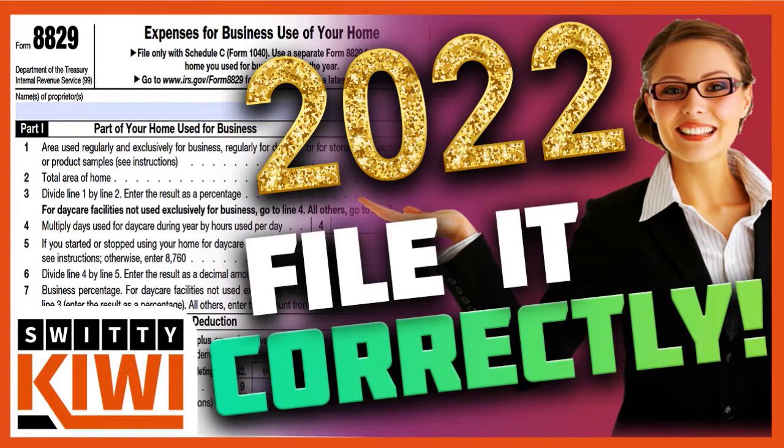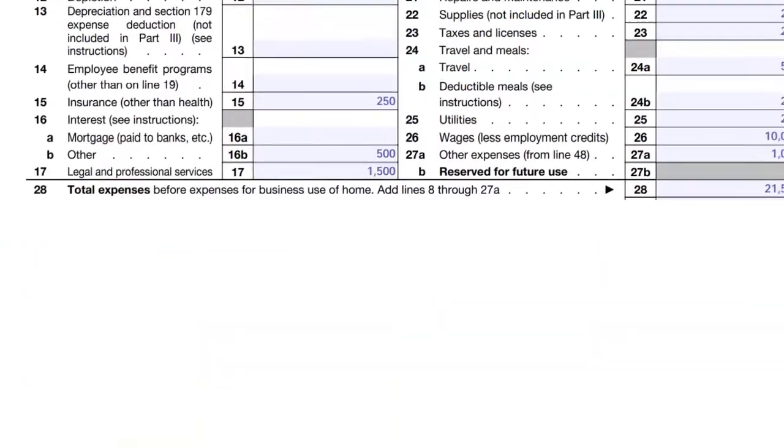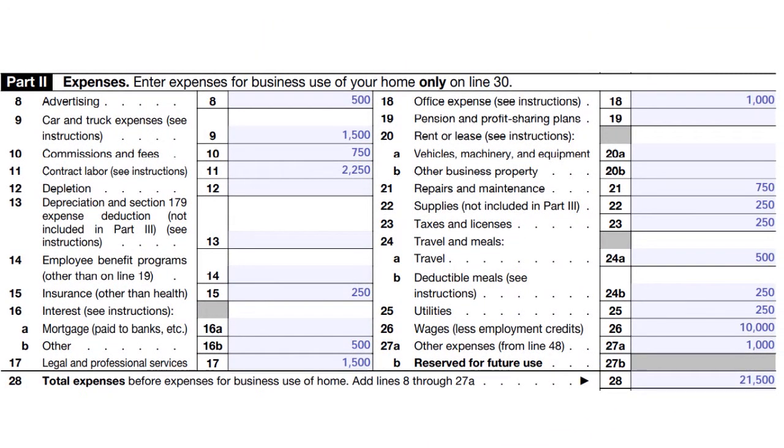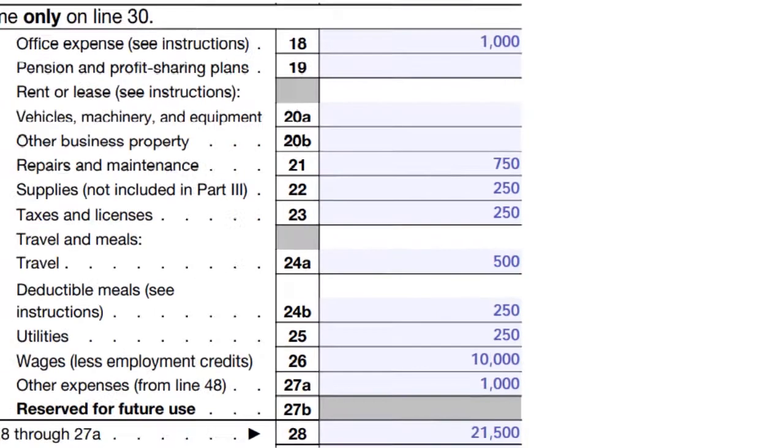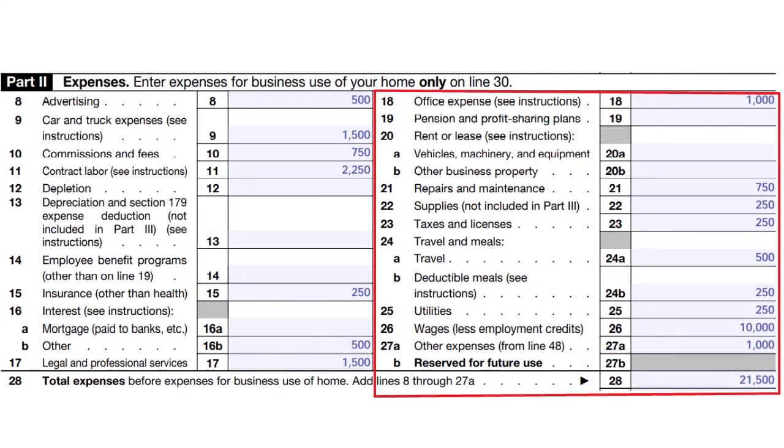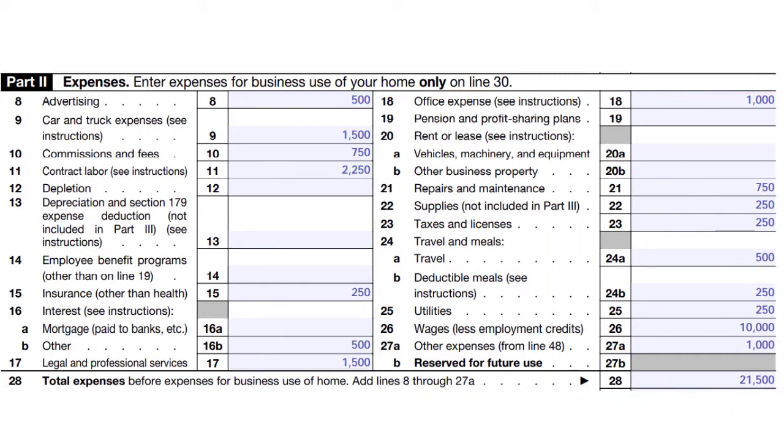Line 17, we have legal services. Legal services and other services. You have tax services, you have other professional services. Are you still with me, folks? So now we are talking about line 18. Line 18, you have office expense. So this is everything from supplies, utilities, furniture, rent. Anything that relates to your business, you got to deduct it on Schedule C. So office expense, you have maintenance services, janitorial services, bottled water services, telephone answering services.